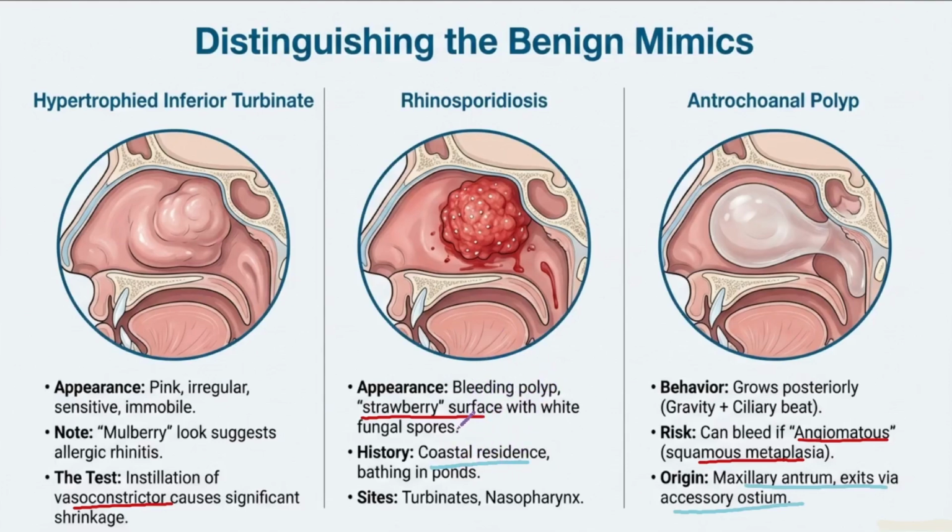Rhinosporidiosis looks like a strawberry. It's this red mass studded with little white dots. Those are the spores. If you don't see the strawberry and the patient's never been near the coast, you can probably cross this one off your list.